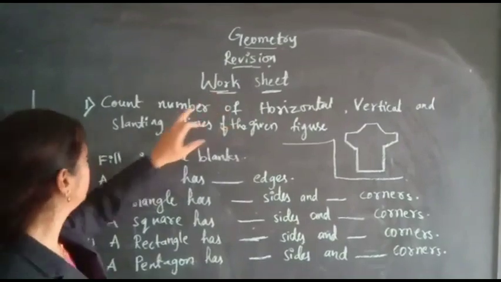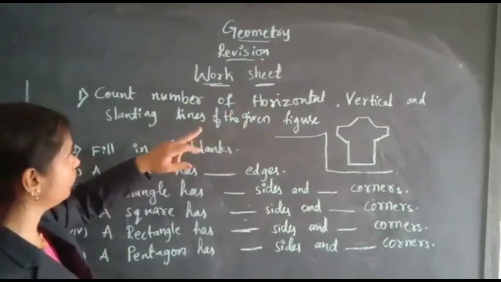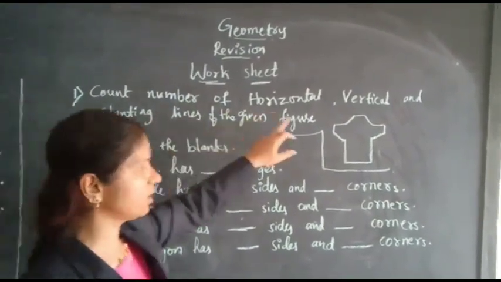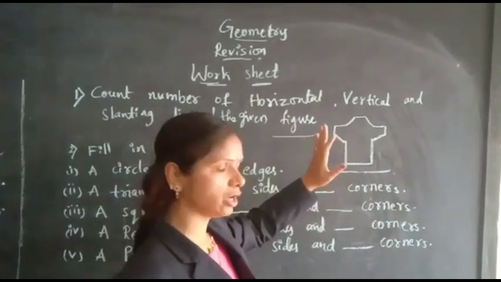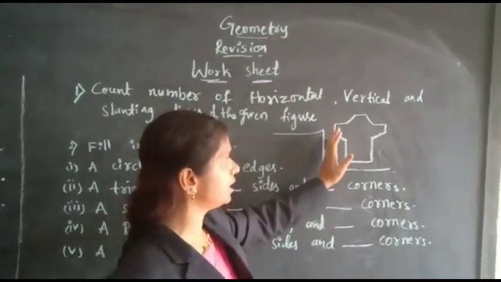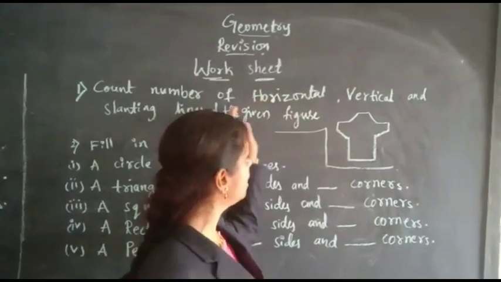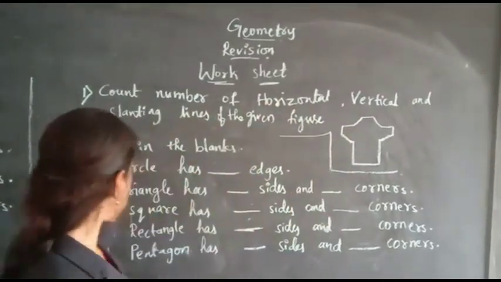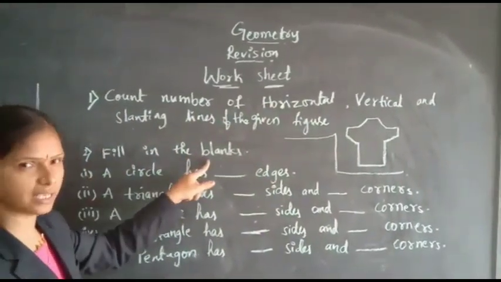Revision worksheet here. Count the number of horizontal, vertical and slanting lines of the given figure. This is the figure, children. You count in this figure how many horizontal lines, how many vertical lines, how many slanting lines are there. Now next, the second one is fill in the blanks.